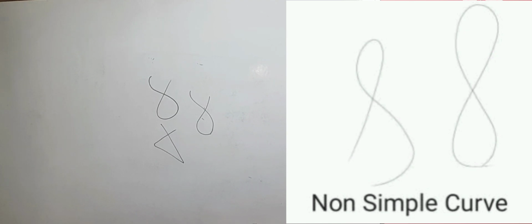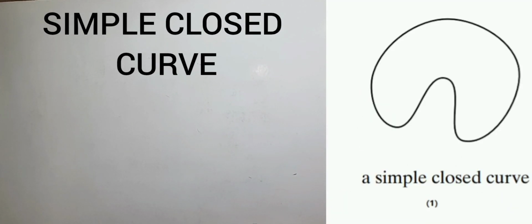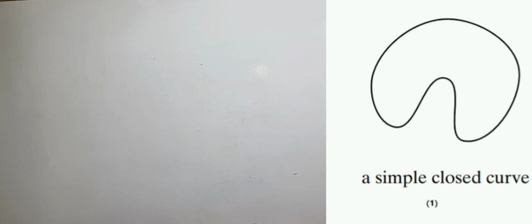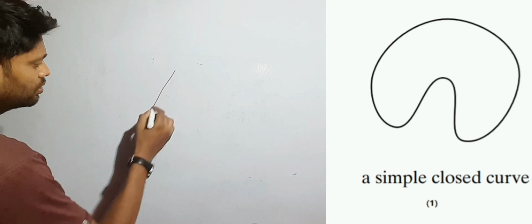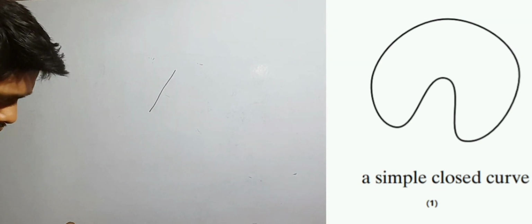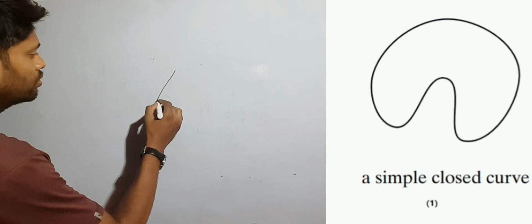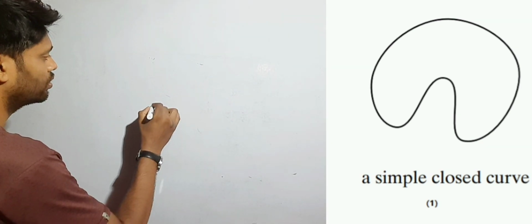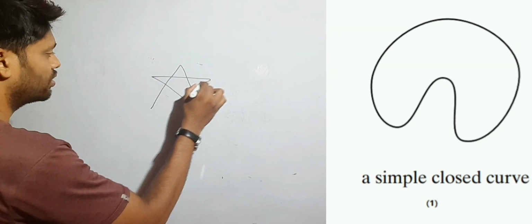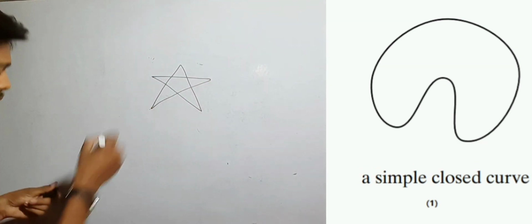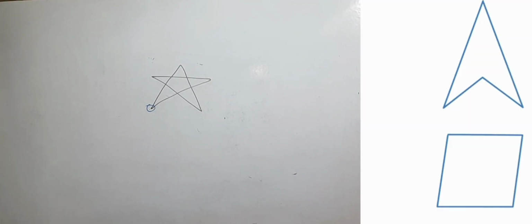Okay, now we'll come to the next topic. We have understood what is not a simple curve. Now, what is not a simple closed curve? For example, if I am trying to make a star, let us draw a star. I'll start from here, go like this, come like this. Here the starting and ending points are the same, so this is a closed curve.